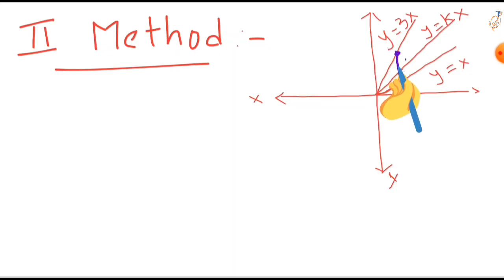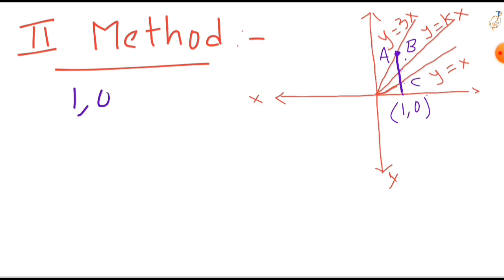Let's draw a line from the x-axis at the point 1, 0. This line intersects the line y equal to 3x. Just name the intersecting point A. And this line intersects the y equal to kx line. The intersecting point, name it as B. This line intersects the line y equal to x. Name the intersecting point C.